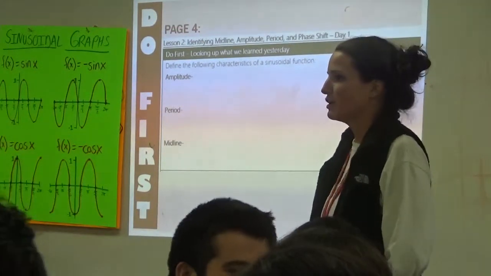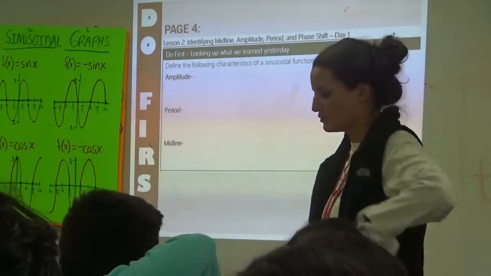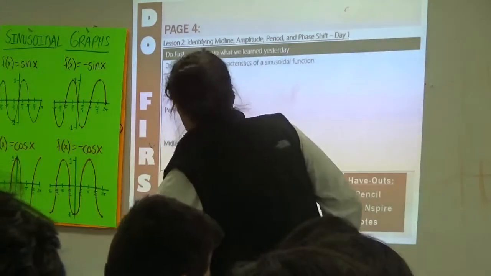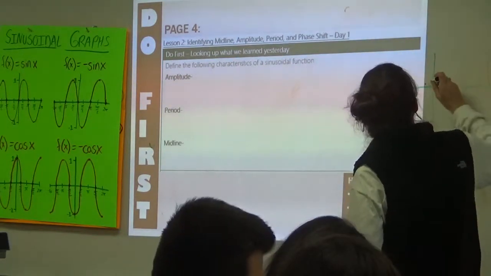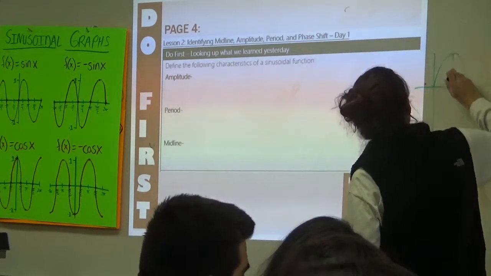Okay, so amplitude, period, midline. Someone describe amplitude in your own words without just reading it to us again. How would you describe the amplitude of the graph? Brandon. The amplitude is how far away you can get from the midline, pretty much. Like the maximum minus the midline.